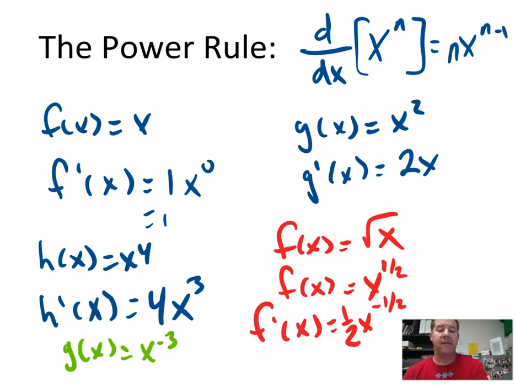Okay? If I want to take the derivative of this, g prime of x, I put the coefficient in front, x, take one away, so that would become x to the negative 4. Okay? So we can use the power rule and all sorts of stuff. It makes our derivatives real nice and easy and a lot of fun.